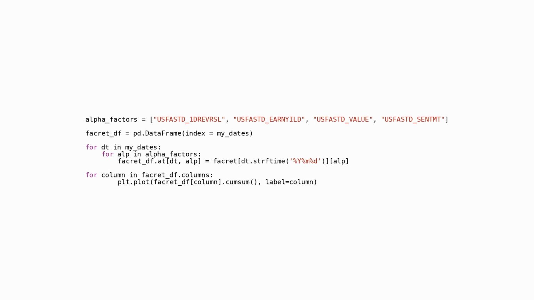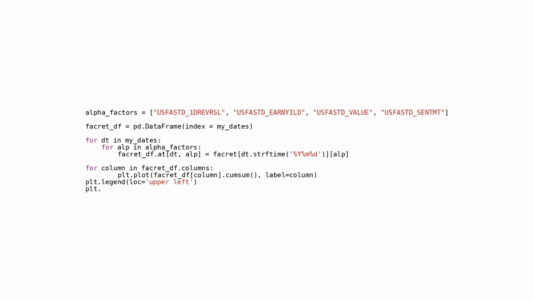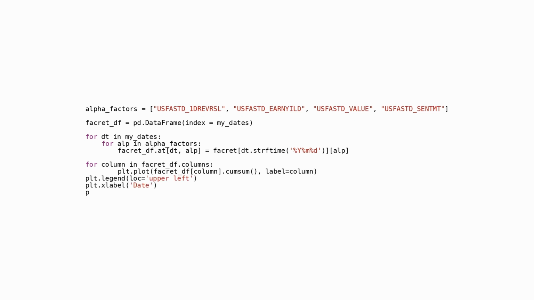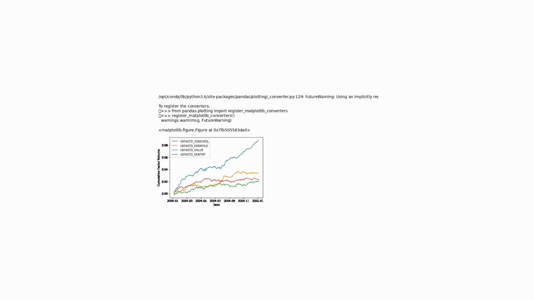After populating facret_df with the factor return data for each date, the script iterates through each column, each factor, in the data frame. It plots the cumulative sum, which represents the cumulative return over time, of the returns for each factor as a separate line on a graph. A legend that identifies each line is placed in the upper left corner. Labels for the date and cumulative factor returns are set. Finally, the plot is displayed using plt.show.